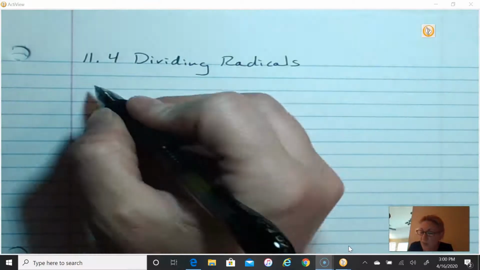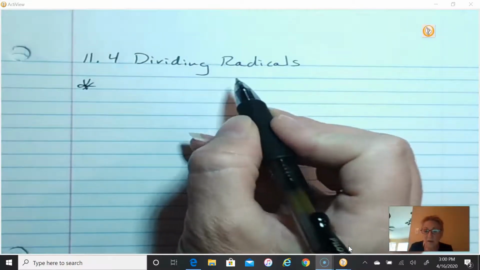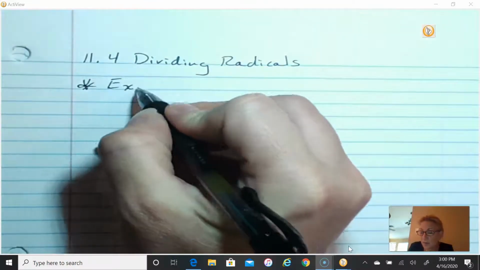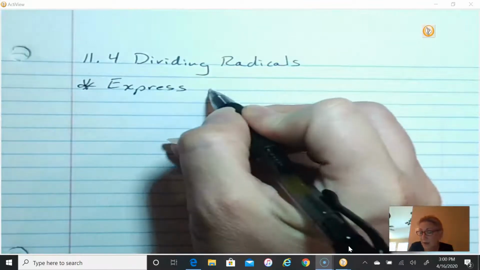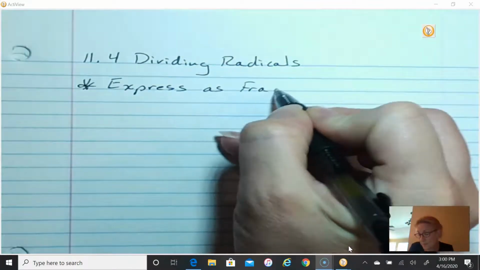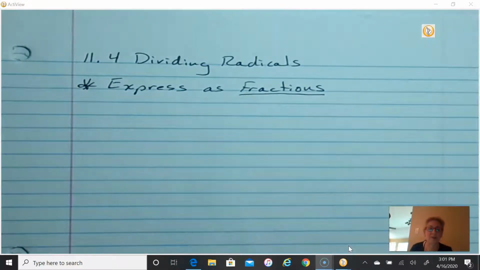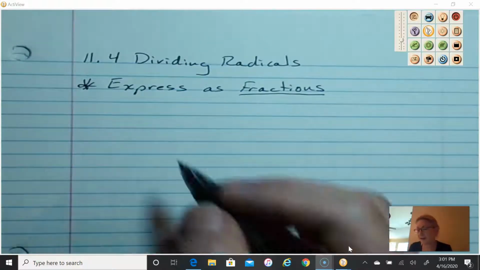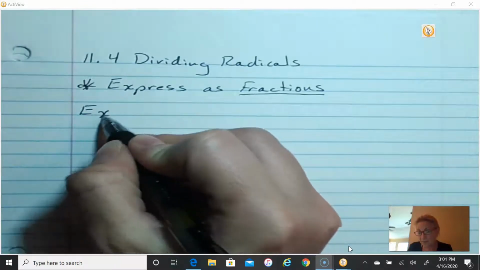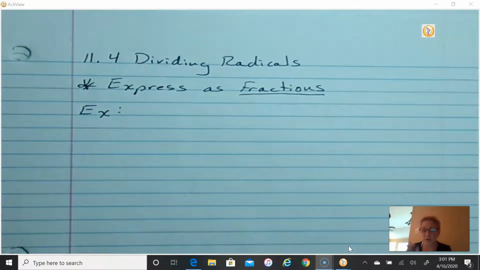Okay, so what you're going to do when dividing radicals, you're going to express as fractions. That's a fancy way of saying write it as a fraction. Okay, all right, example. And of course, remember the very first example is one of the easiest ones. I know you're going to get excited when you see this, but there's more coming.